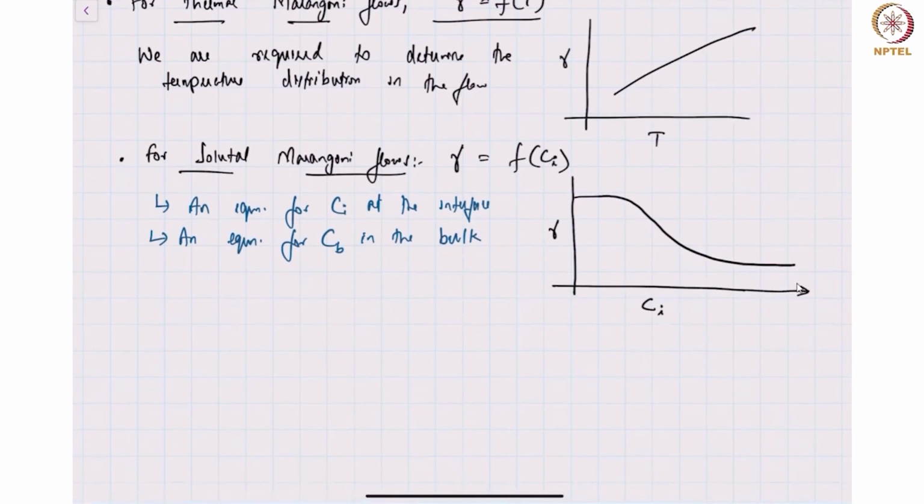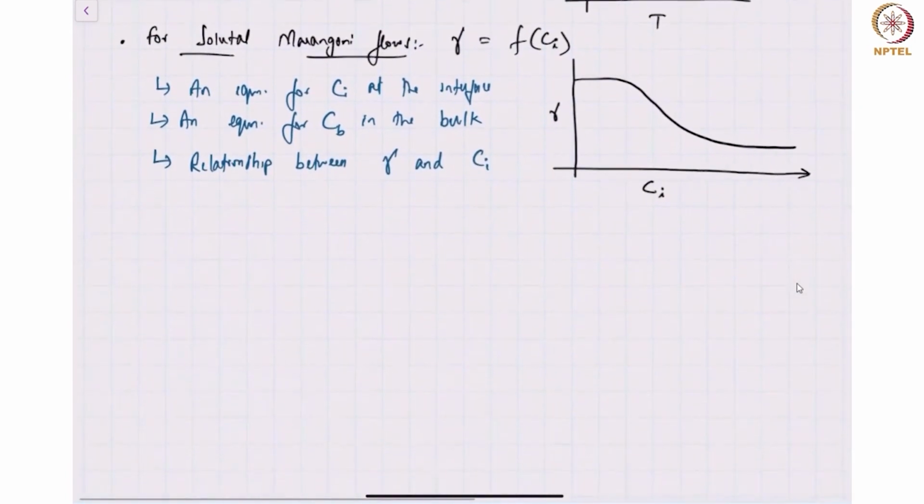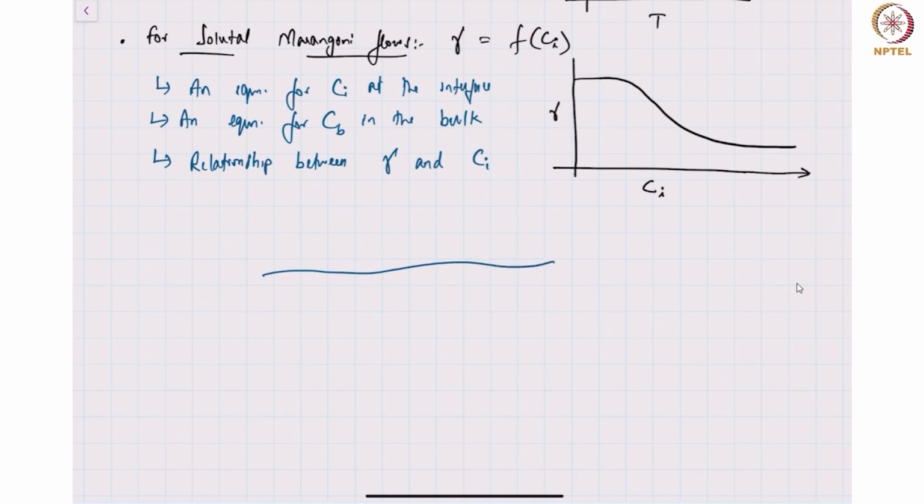And then finally, the relationship between gamma and concentration at the interface. So the picture that I want you to imagine is that you have an interface and you have surfactant molecules in the bulk, and every now and then these surfactant molecules will, because of their very nature, because they have a hydrophilic part and a hydrophobic part, preferentially adsorb at the interface.